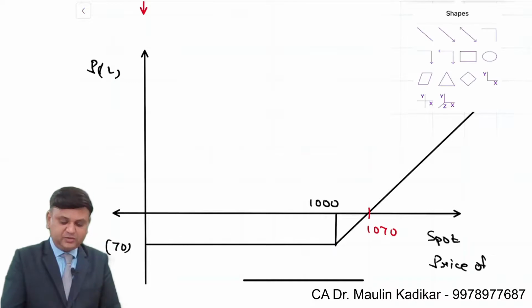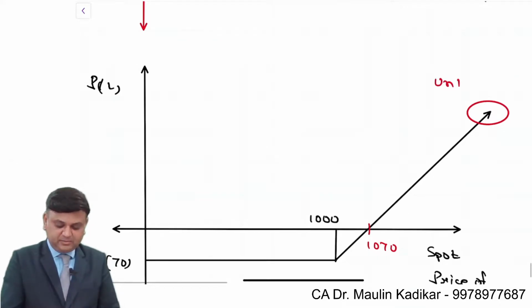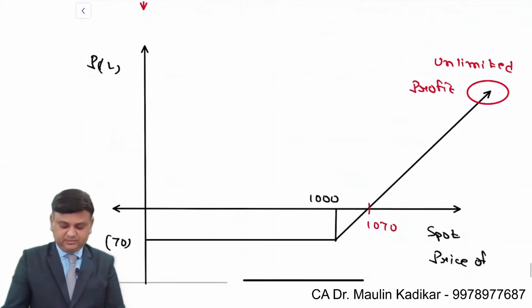And of course, if the payoff is unlimited, then the possibility of the profit is also unlimited. So there is unlimited profit potential. That is what we have. Draw the diagram.